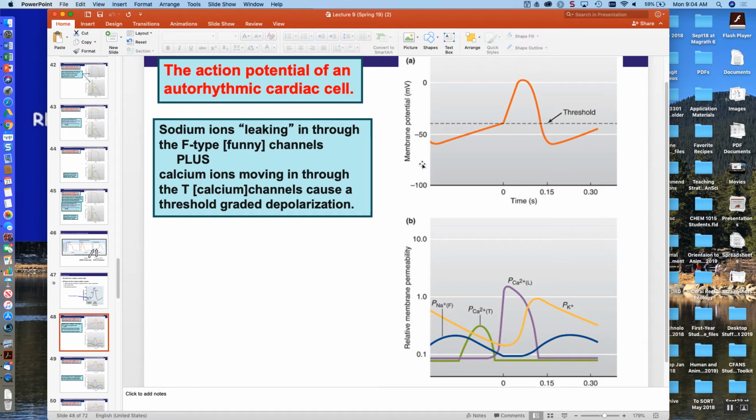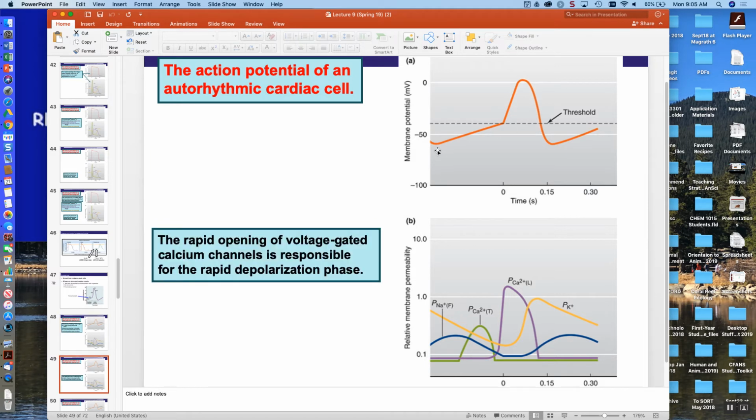So, that first phase, phase 4, is that eroding membrane potential. Sodium ions leak through these funny channels, plus the calcium channels move in through T channels. These are transient channels. But just for our purposes, just remember that the funny channels open at depolarized voltages.